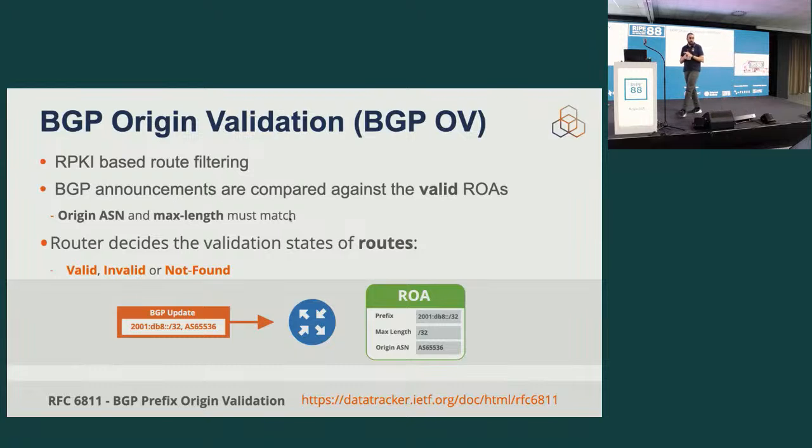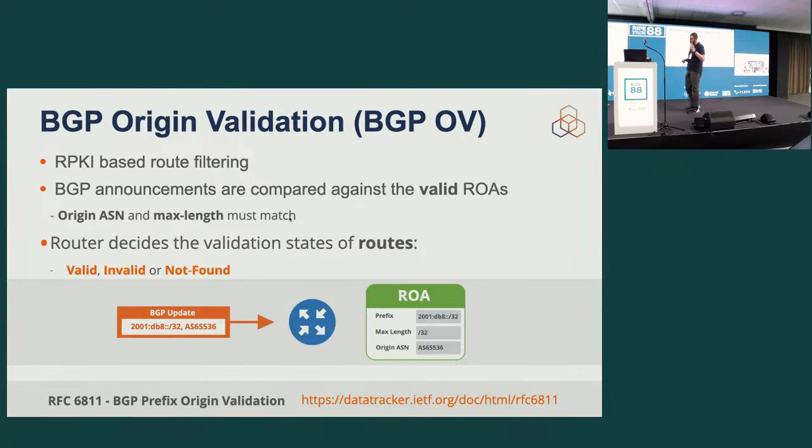So this is where BGP-OV comes in place. It had been defined in RFC 6811. Basically, it defines a framework that would allow us to drop or filter BGP announcements based on the RPKI information. So the BGP announcements that I receive from my peers, from my neighbors, are now compared to the data in the valid ROAs. All right.